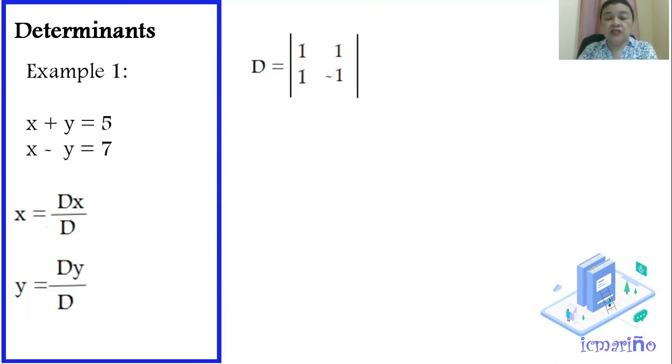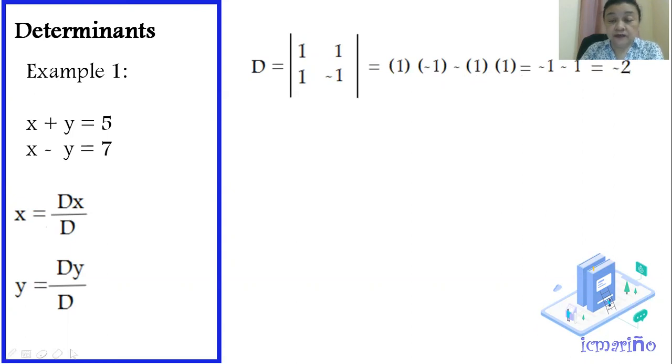Now, to continue, i-multiply natin diagonally ang mga coefficients natin. So, kaya meron tayong 1 times negative 1, minus, ima-minus natin yung kabila, 1 times 1. And that is equal to 1 times negative 1 is negative 1, and minus 1 times 1 is 1. Kaya ang answer natin for D is negative 2.